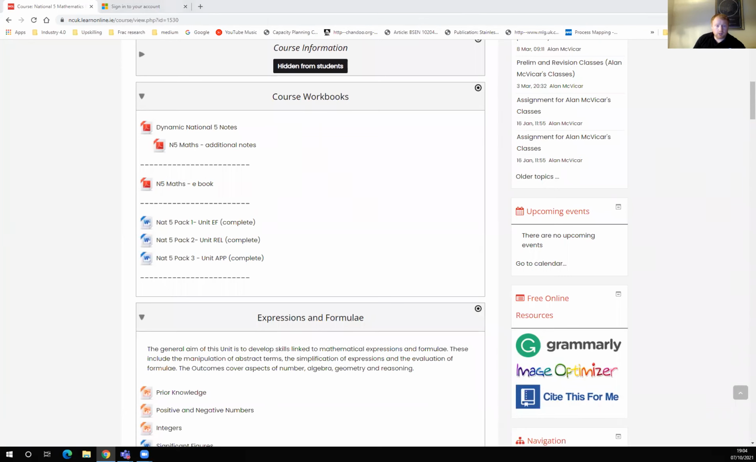Right, share. Has everyone seen Moodle on my screen? Okay, so on Moodle we've got these Nat 5 packs, Nat 5 pack 1 and Nat 5 pack 2. Nat 5 pack 1 is what we're working on right now, unit EF, that's expressions and formula. So when I tell you we'll take some time and do some questions, that's where it's coming from, these packs. If I open that up, 20, 25 and 26, eating into break here.